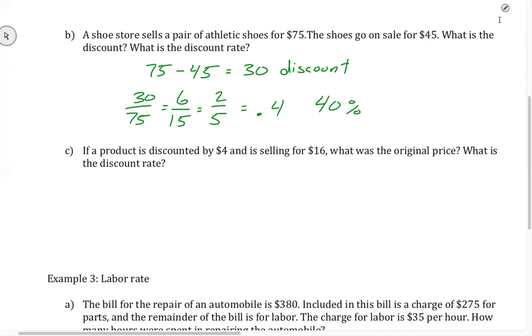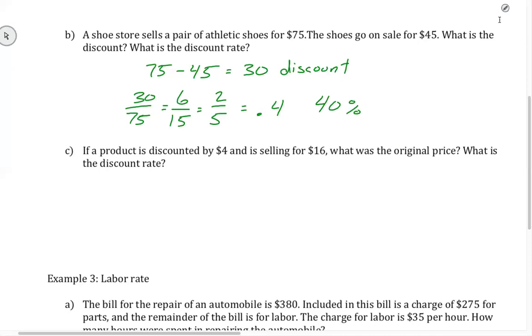Let's move on to C. Now, did anybody move on to C before me? Did anybody do it? Ed, did you do it? No. Ooh, emphatic no. I like that.